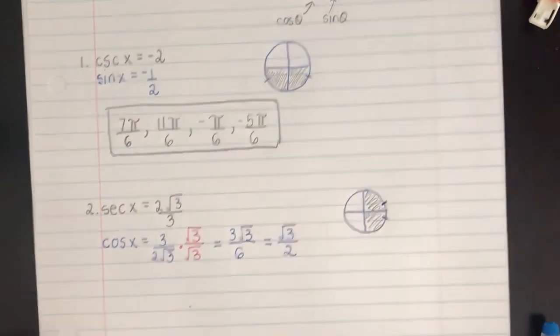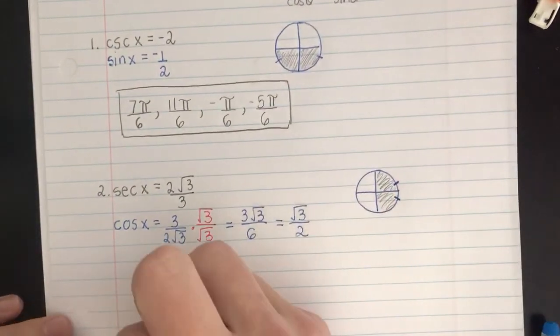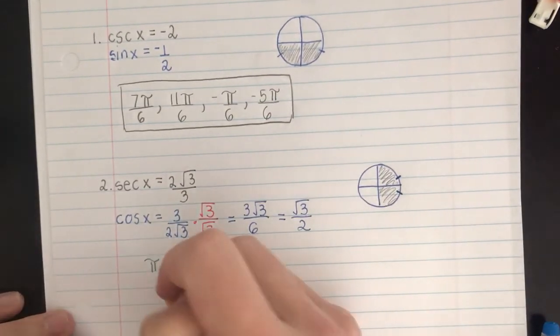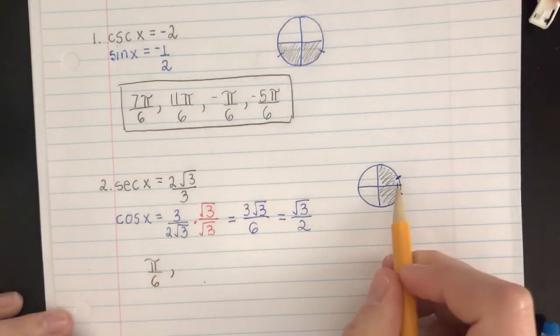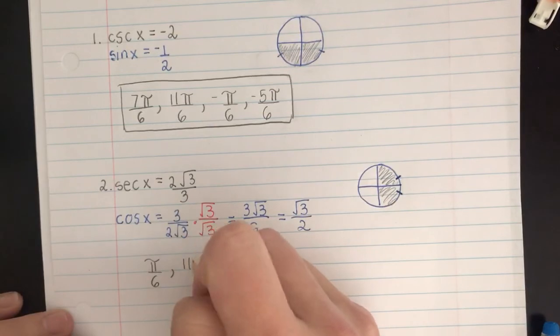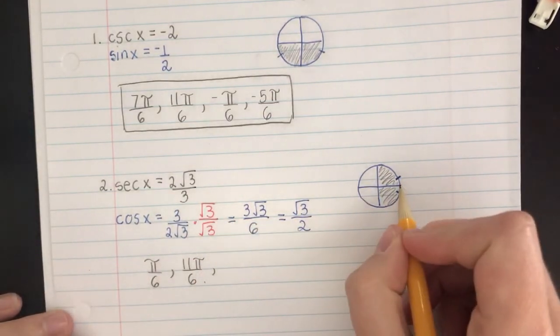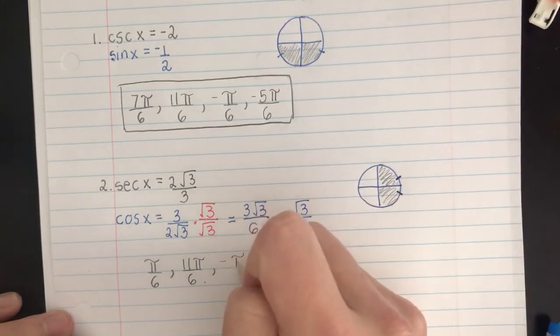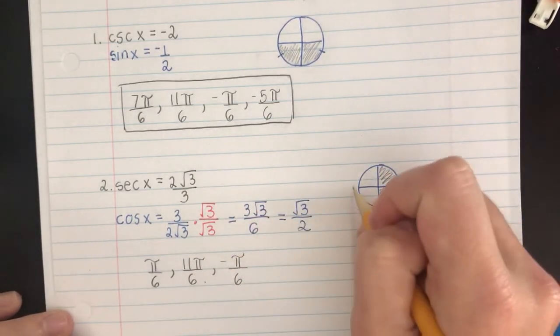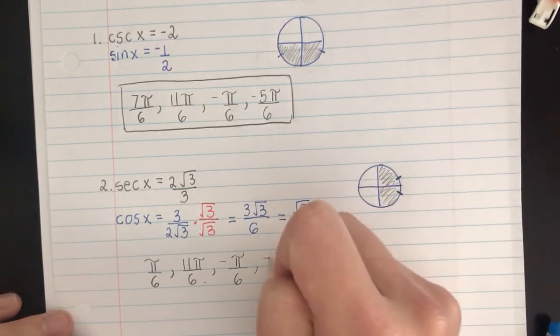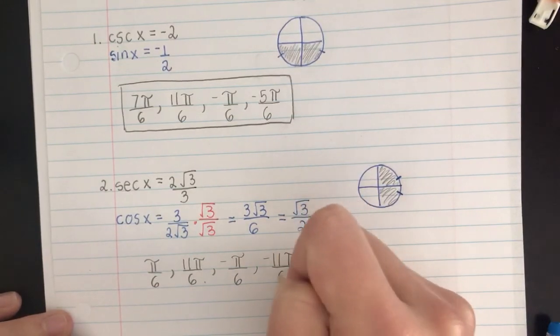So in the positive direction, that would be pi over 6, and then comma, that would be 11 pi over 6. And then in the negative direction, you're talking -pi over 6 and -11 pi over 6.